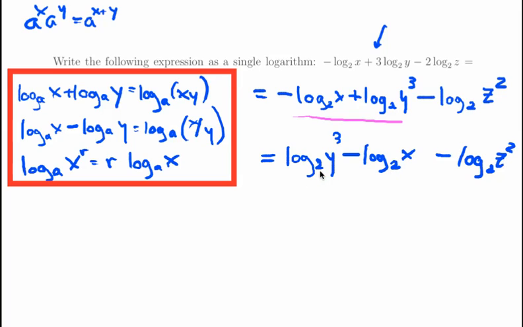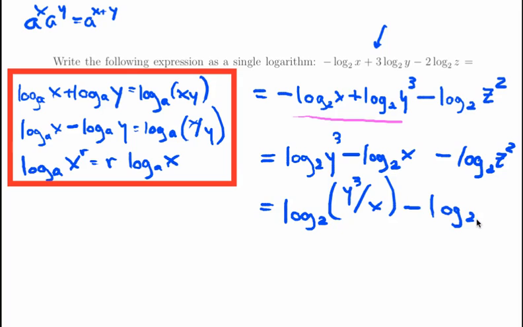Now here's a situation where I'm subtracting 2 things. It's this middle property that's going to work for us here. The log base 2 of y to the 3rd minus log base 2 of x is going to become the log base 2 of a division, y cubed divided by x. I'm also still subtracting this log base 2 of z squared. So again, that was using this middle property here. And you see what's left over is another usage of that middle property. I have 2 logarithms with the same base, 2, and they're subtracted.